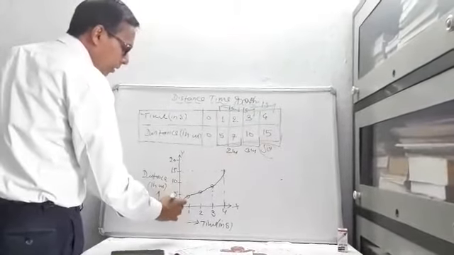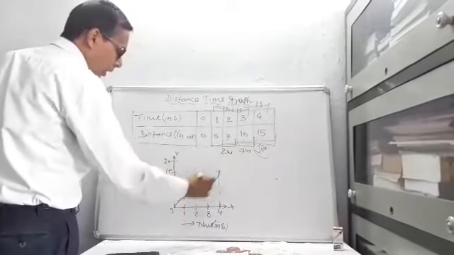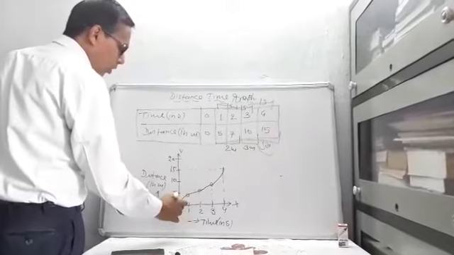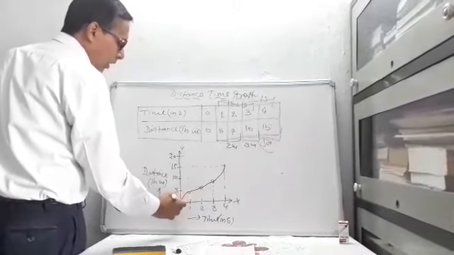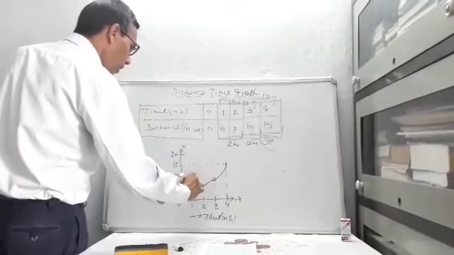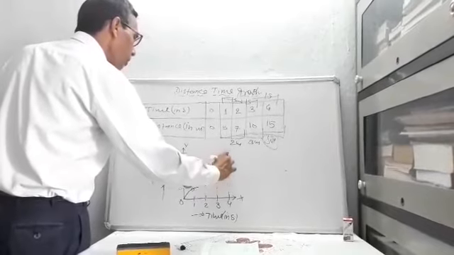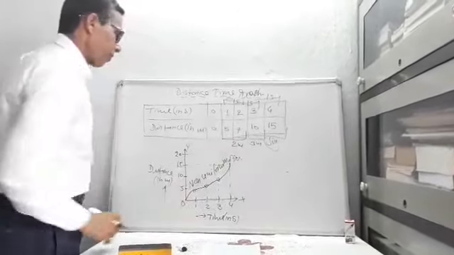So when you plot a graph between distance and time, it does not obtain any straight line passing through the origin. It is a curved line. So this graph represents non-uniform motion. Thank you.